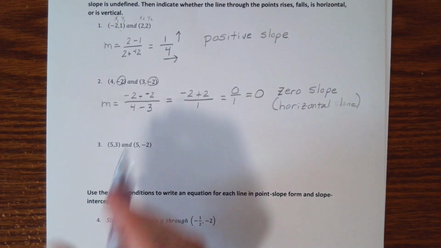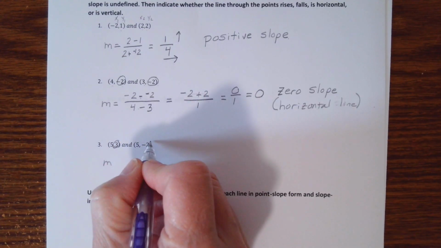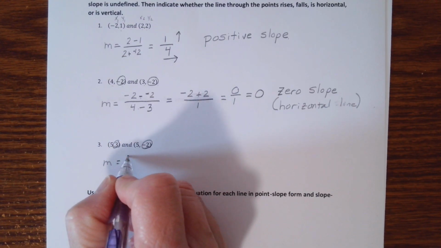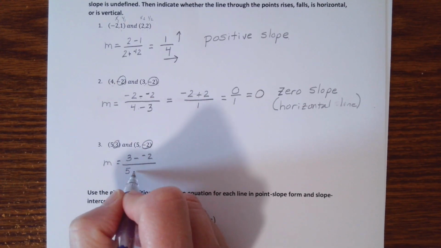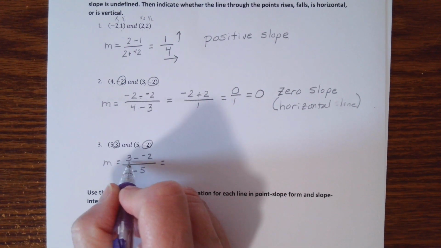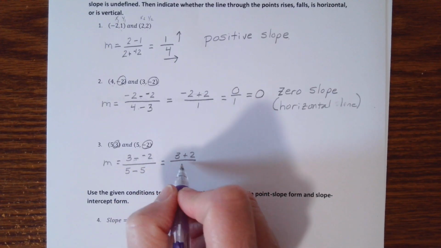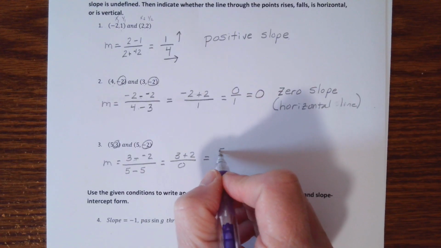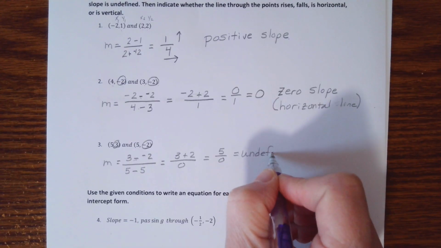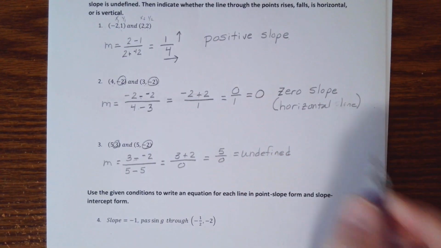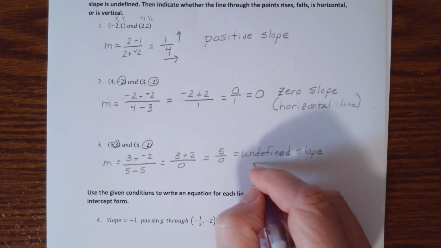Number 3, we have the point 5, 3, and 5 and negative 2. So I'm going to circle my y values. So that's where I'm going to start. And I'm going to go 3 minus negative 2. And then I'm going to go 5 minus 5. I have 2 negatives, so that's going to make that a positive. And I have 5 minus 5, which is 0. So this is 5 over 0, which is undefined. So then my undefined slope, because I can't get a number when I have 0 in the denominator, this is a vertical line.